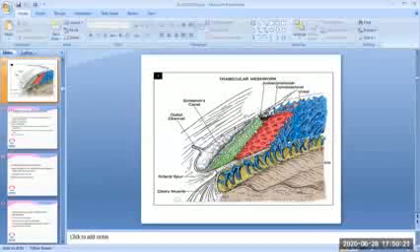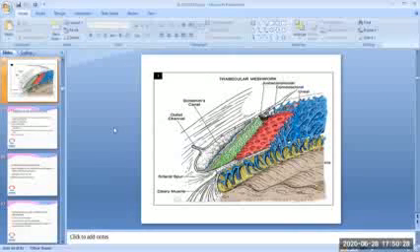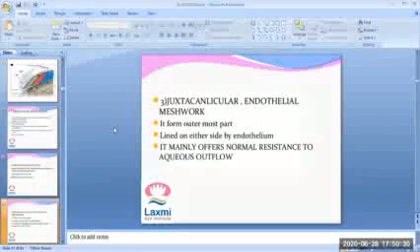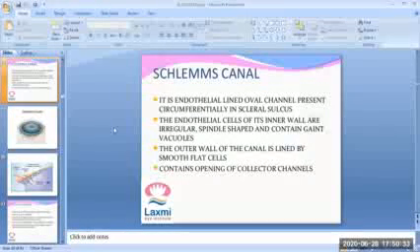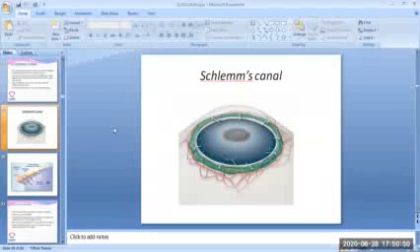You can see here is the Schlemm's canal. Next structure of aqueous outflow system is Schlemm's canal. It is an endothelial lined oval channel present circumferentially in the scleral sulcus. You can see this is the Schlemm's canal of green color. It is present circumferentially in the scleral sulcus.